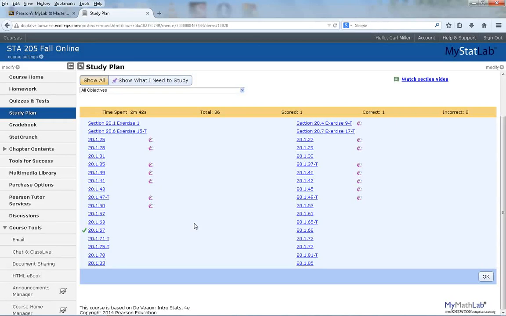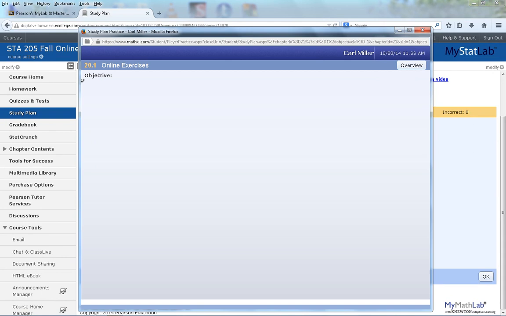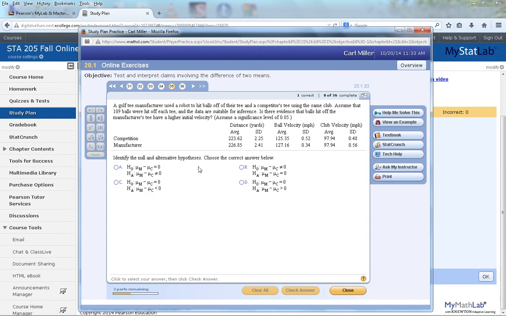Let's consider an example where we have the summary statistics. So let's look at, in the study plan for Chapter 20, question 83. And in this case, it says a golf tee manufacturer used a robot to hit balls off of their tee and a competitor's tee using the same club.